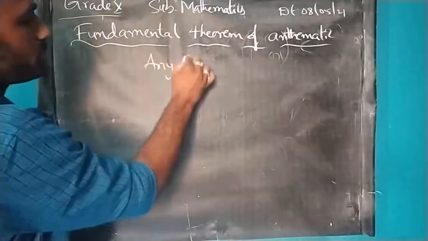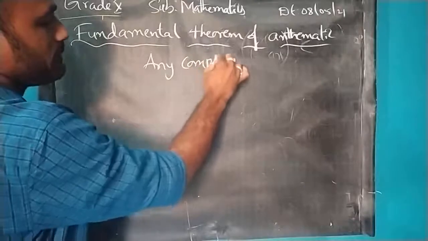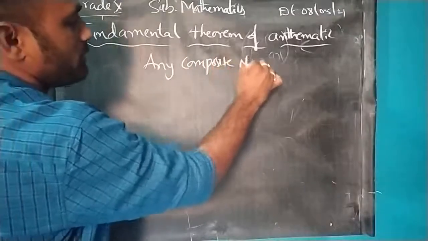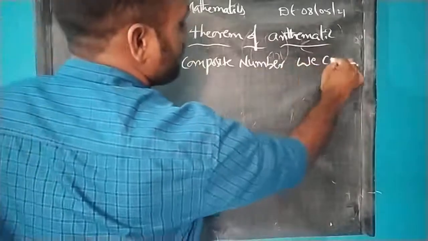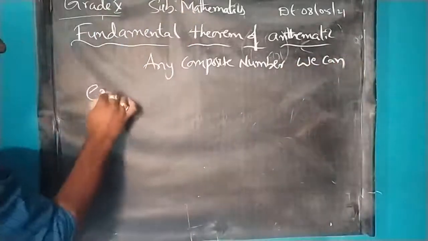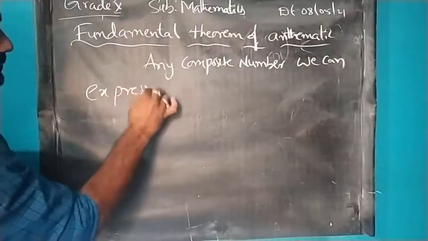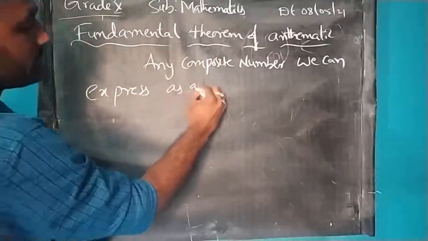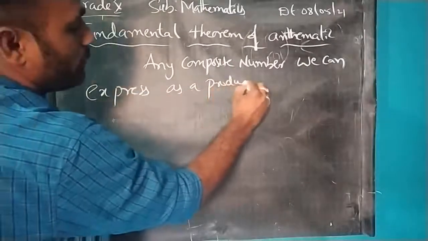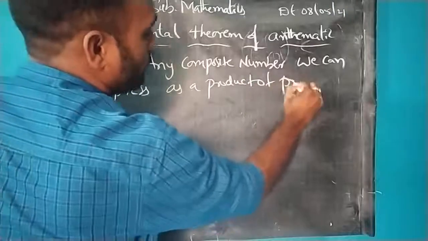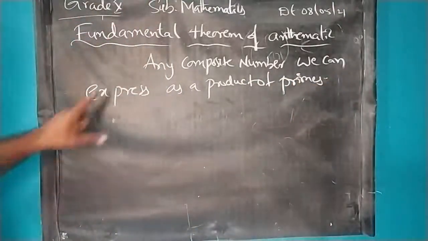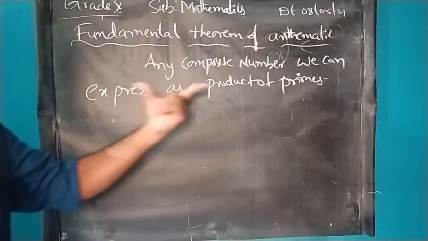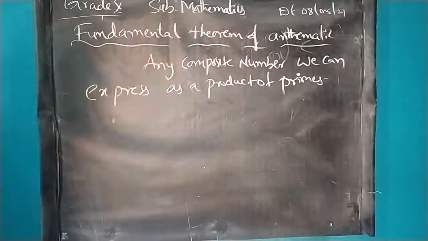Any composite number we can express as a product of primes. So any composite number, if you are expressing it as a product of primes, then that is the fundamental theorem of arithmetic.